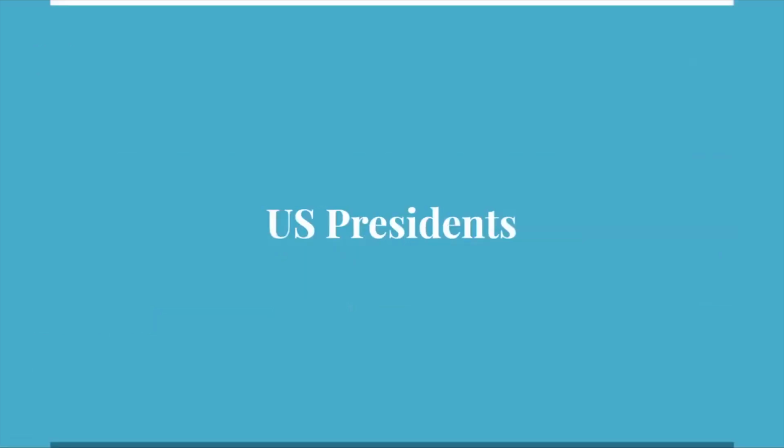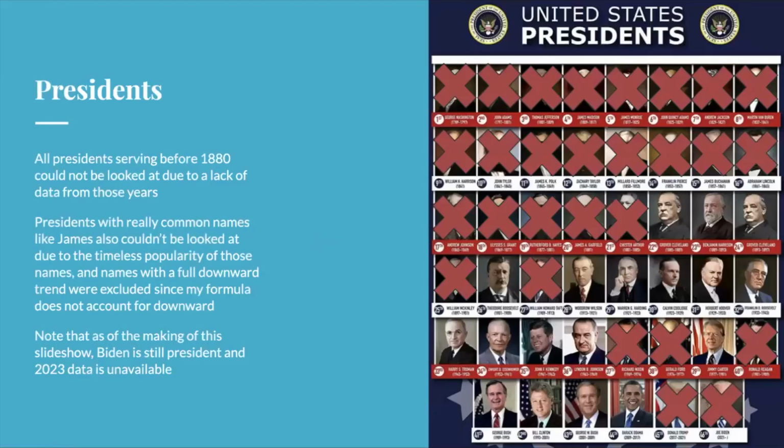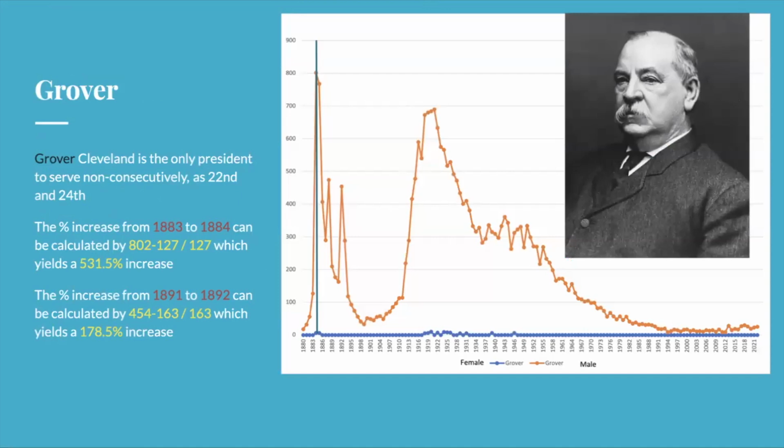So the first section, even I got bored of making this one, but I was looking at all the US presidents who served after 1880, looking for if their first name had an impact, but that was kind of boring, honestly. But there are three that had quite a big impact, and I just want to look at those three. I mean, the presidents without X's, these are the ones that actually could be considered. First is Grover. So Grover Cleveland is the only president to serve non-consecutively as the 22nd and the 24th president.